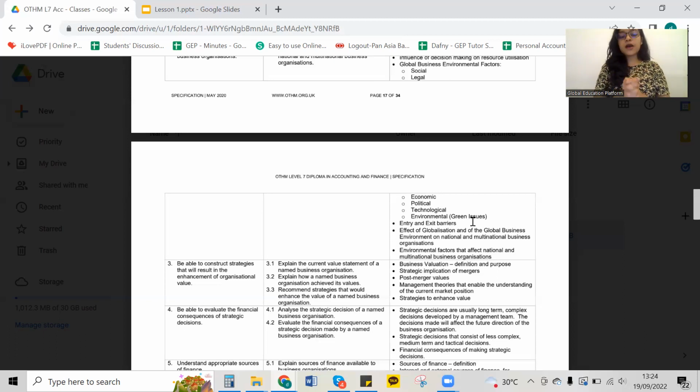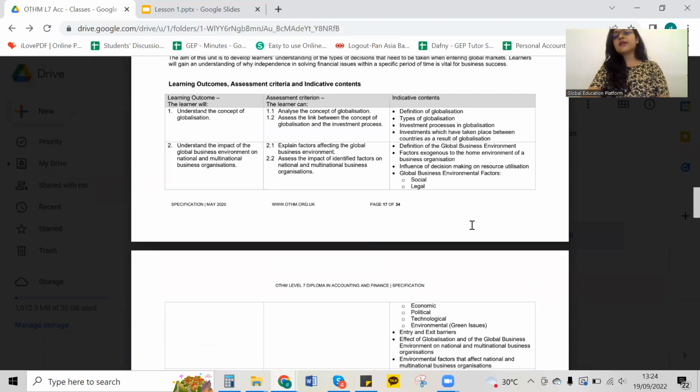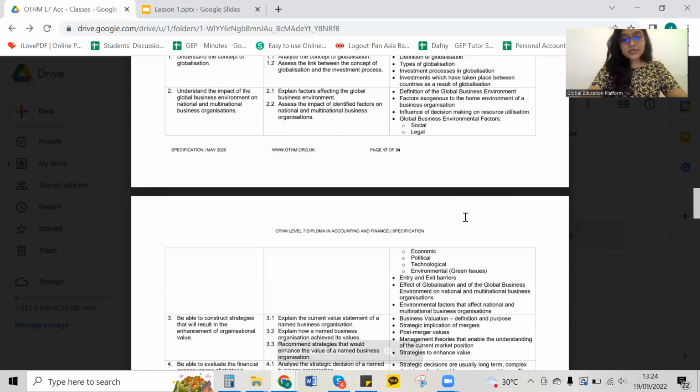Okay, so this is about the theory that I've explained to you, showing application. But when you are doing your assessments, there's more writing involved. You can expand, write, do more research, and so on and so forth. So far, we have covered the concept of globalization and the impact of the global business environment on the national and multinational business organizations. So we've covered these two. In the next class, we will be going forward with the strategies and organizational values and so on and so forth.